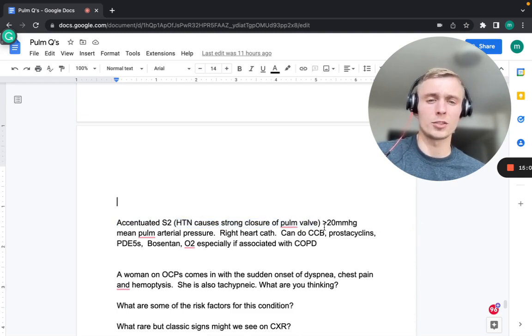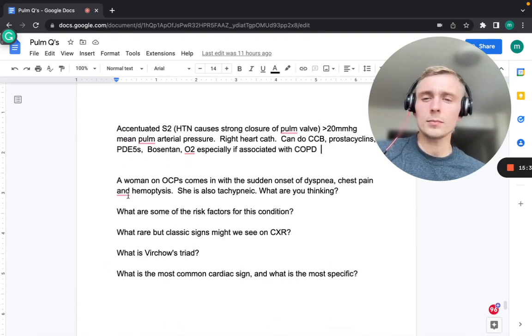The millimeters of mercury is over 20. So it's going to be over 20 for pulmonary hypertension. And the mean pulmonary arterial pressure is over 20 millimeters of mercury. So that's what defines pulmonary artery hypertension. We can also use calcium channel blockers, prostacyclins, PDE5 inhibitors. Bosentan is one of them that we can use. And of course, oxygen, especially if associated with COPD as well.